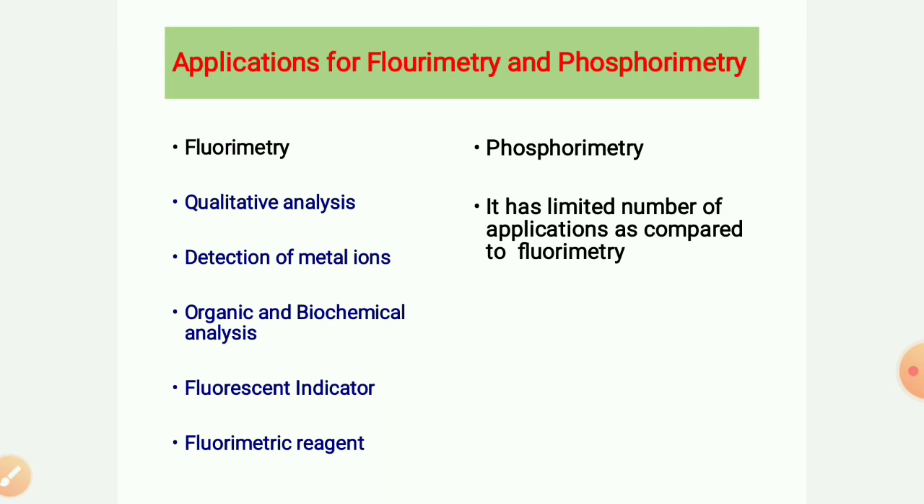So we have seen in this video the applications of fluorimetry and phosphorimetry, and also the instrumentation of fluorimetry and phosphorimetry. Fluorimetry includes two types of instrumentation, that is, the single beam filter and the double beam filter.